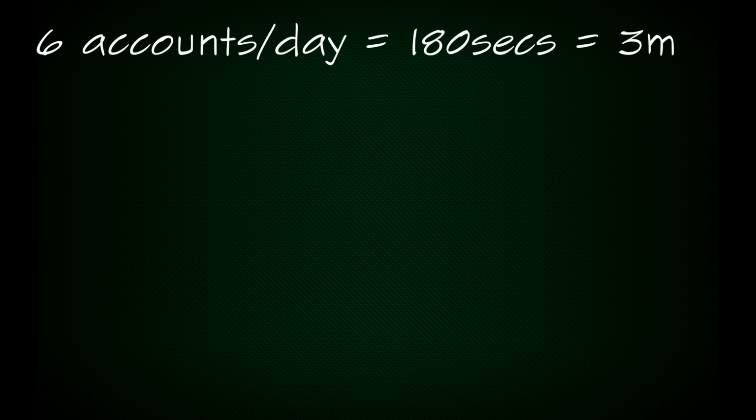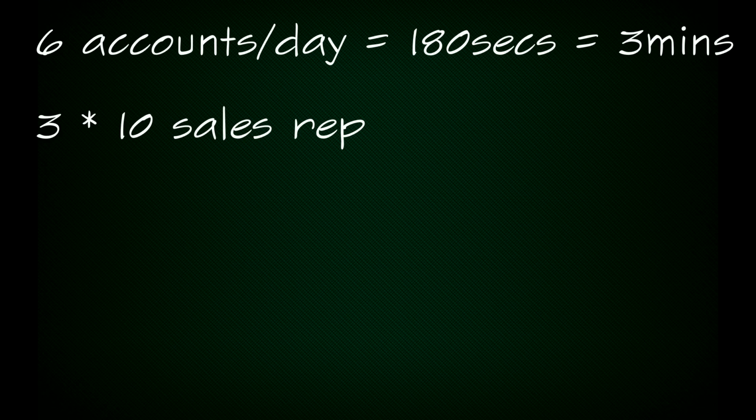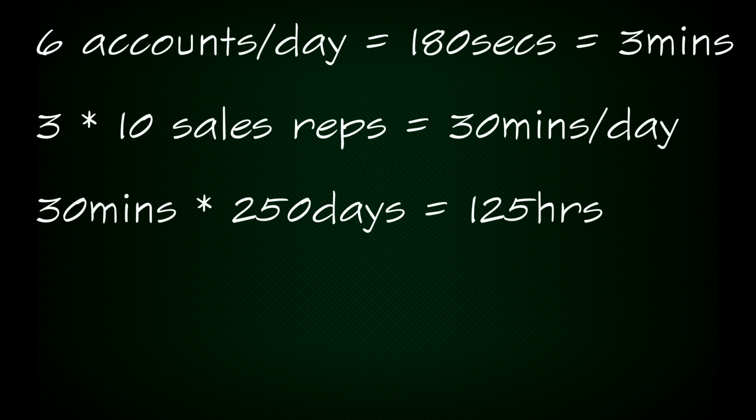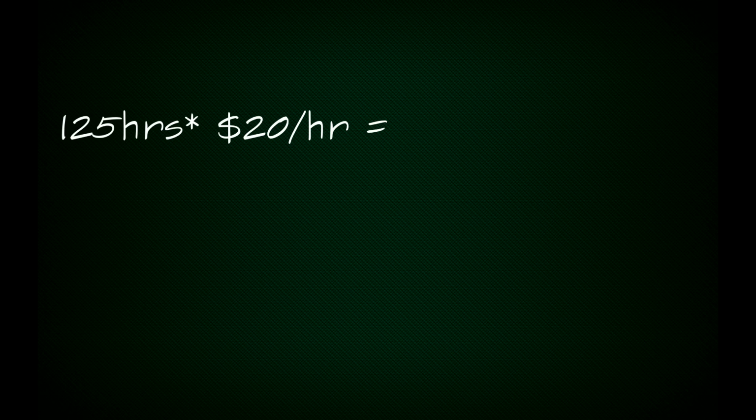Taking it further, say this organization's KPIs for their sales reps was to visit 6 accounts per day. That will give them a savings of approximately 3 minutes per day. And if this organization had 10 sales reps, that will give them 30 minutes per day in savings. Times that by 250 working days in a year, and that's looking at 125 hours this organization can save. Now, using a pay rate of say $20 per hour, this organization could save $2,500 per year through using this Power App, which was created in under an hour.